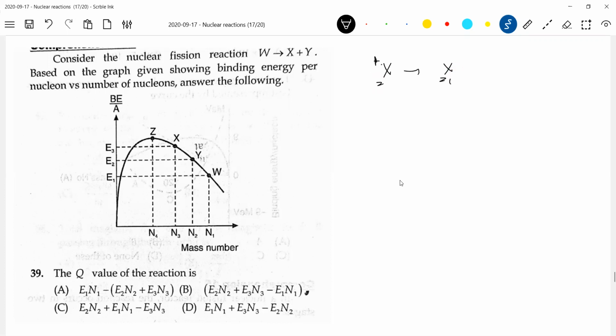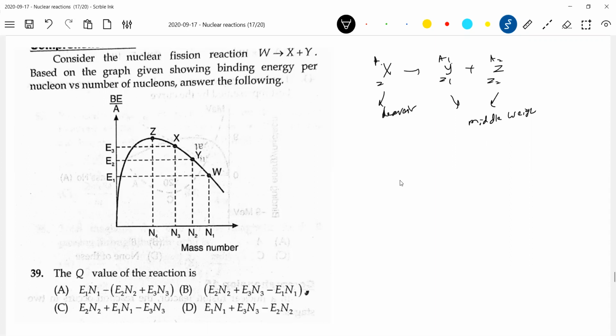So call it Z1, A1. So there's a heavier nucleus. Breaking up of a heavier nucleus into two middleweight nuclei is called fission. Fission means breaking up into two parts, two or three, more than one. You can put it that way.